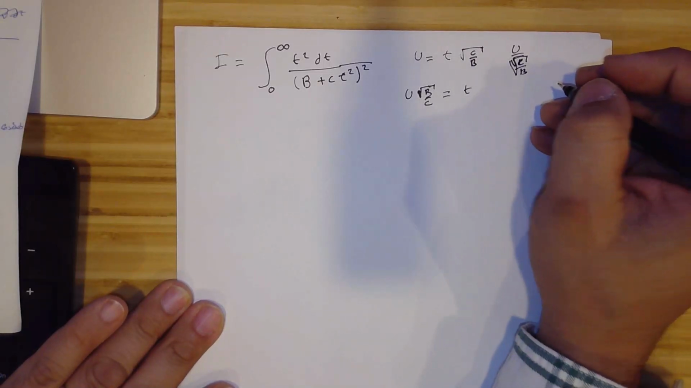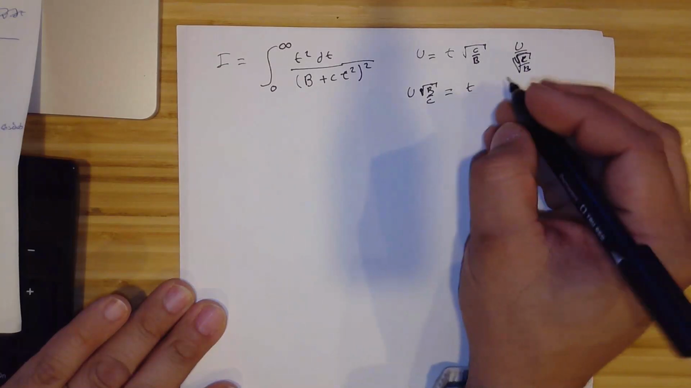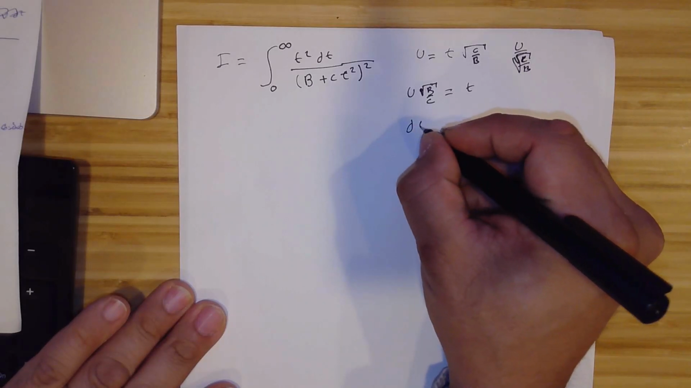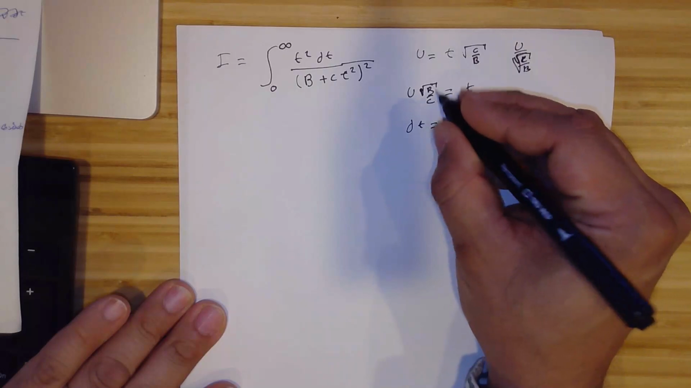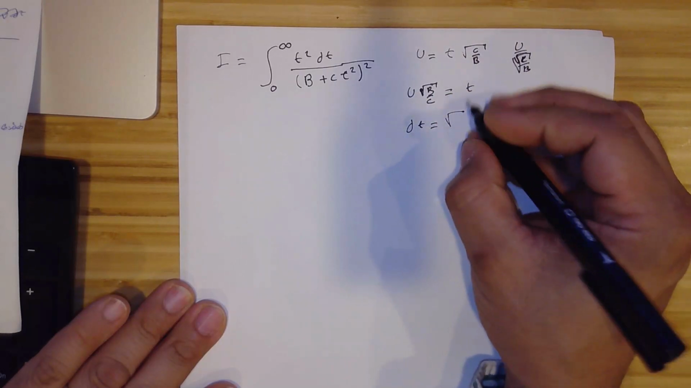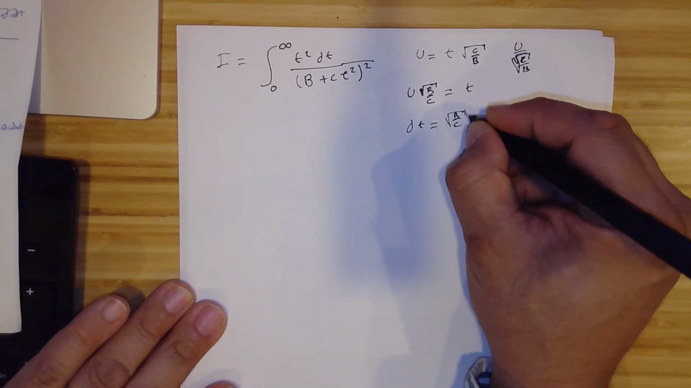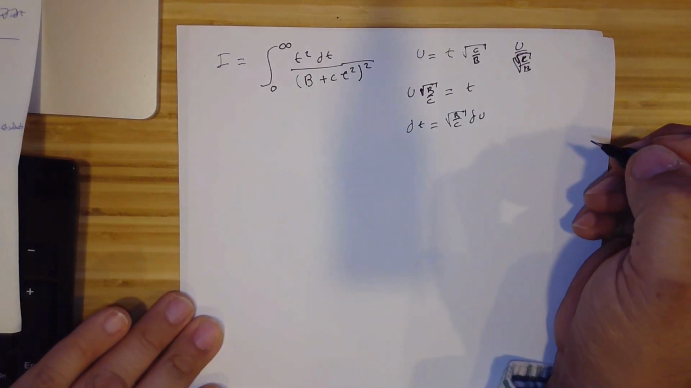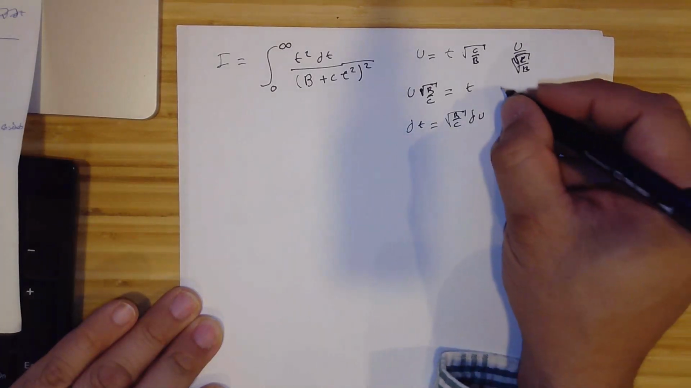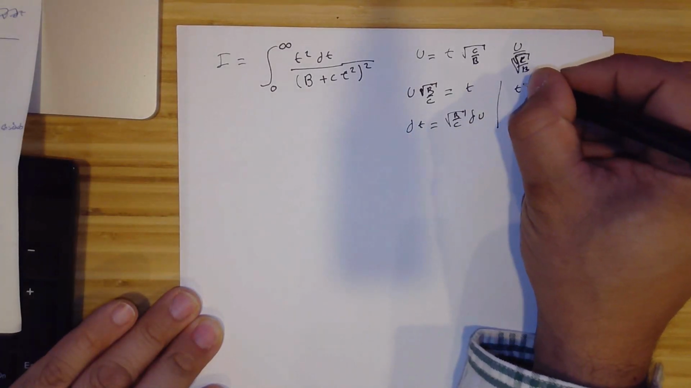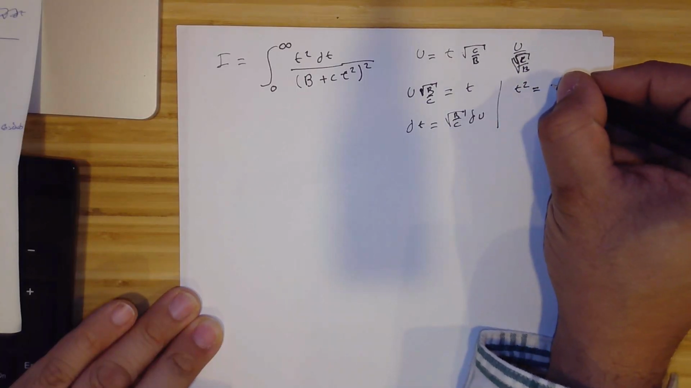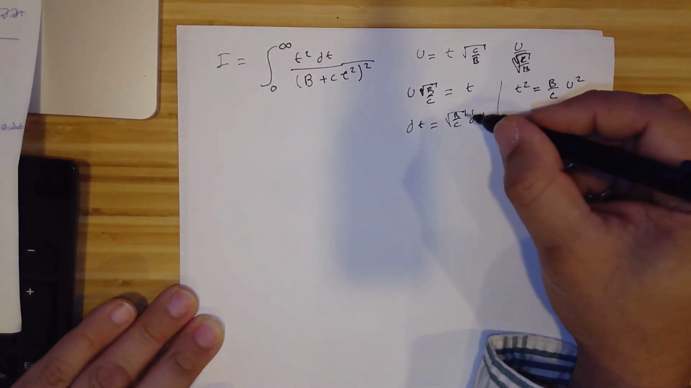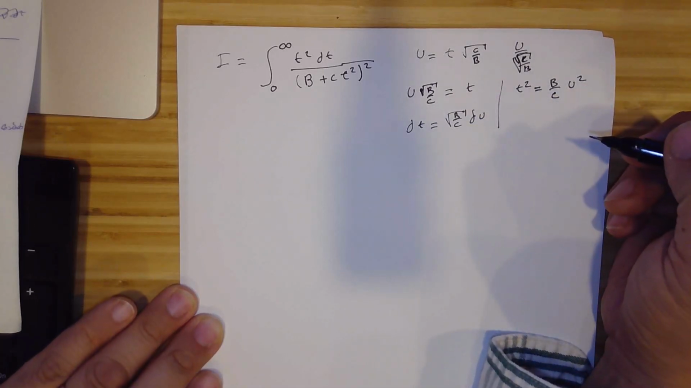Okay, so if we have already that, what will be the dt, right? In this case, dt will be, this part is the same, square root of b over c by du. Okay, and what else? I can also calculate that t square will be b over c u square. Okay, so I remove the square root.